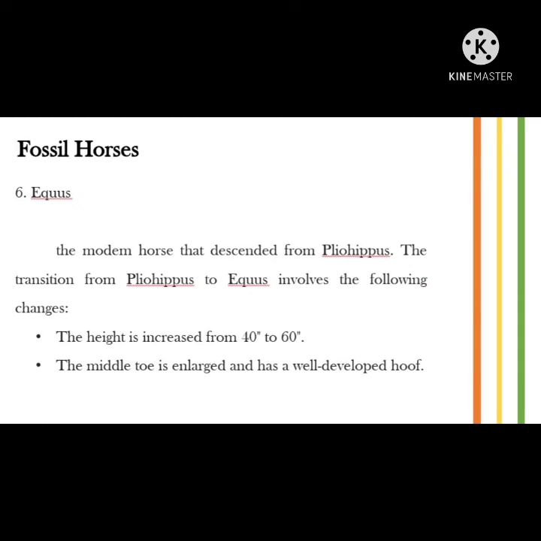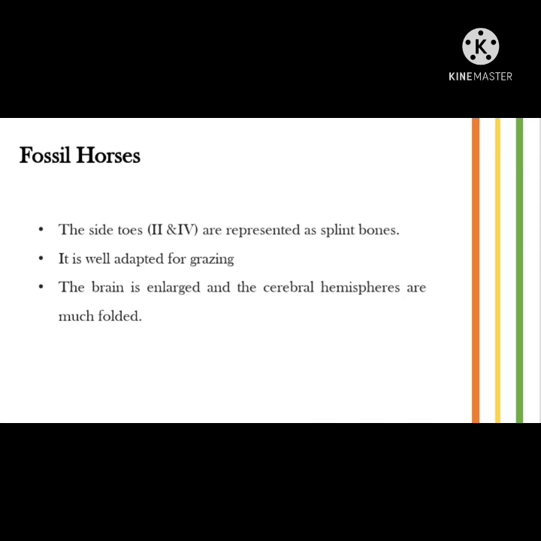Finally, the Equus, the modern horse. The full bloom of evolutionary trends can be seen in this horse. The transition from Pliohippus to Equus involves the following changes. The height is increased from 40 inches to 60 inches. The middle toe is enlarged and has a well-developed hoof. The side toes, the second and fourth, were represented as splint bones. It is well adapted for grazing, and the brain is enlarged and the cerebral hemispheres are much folded.